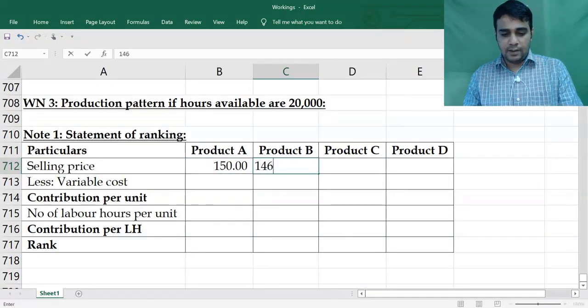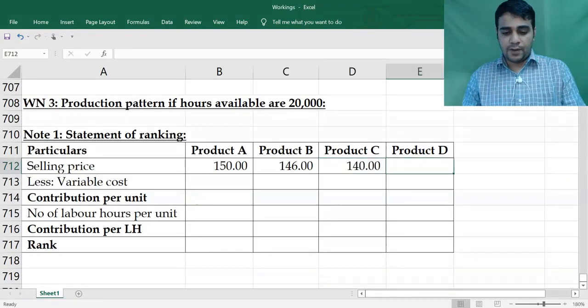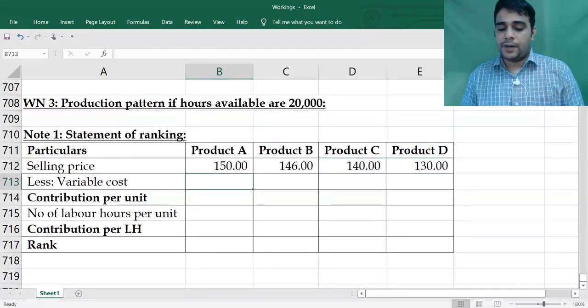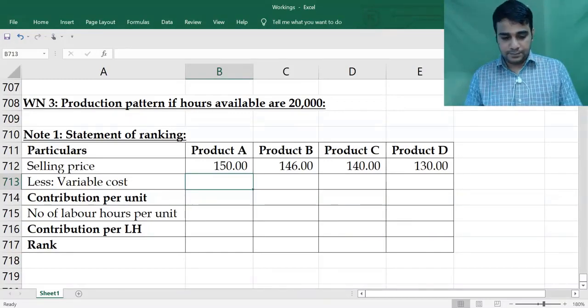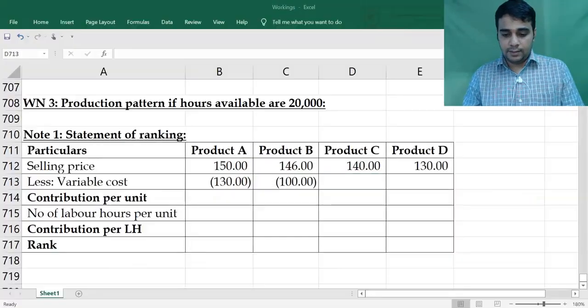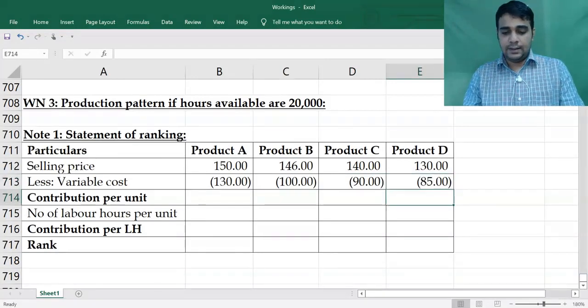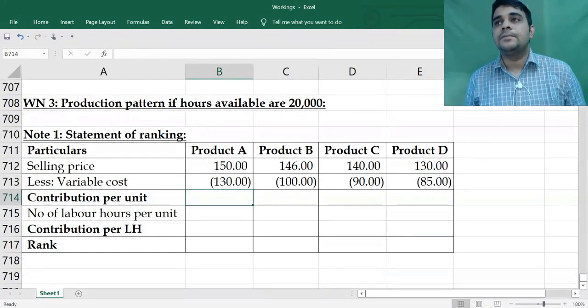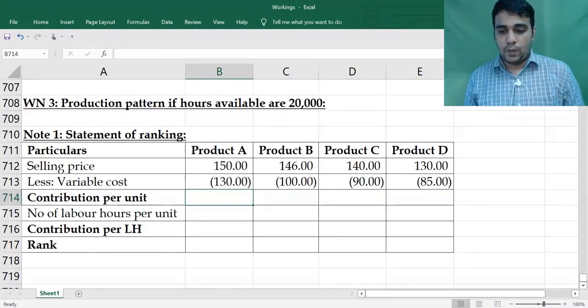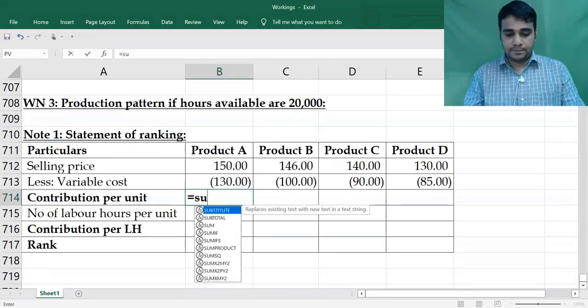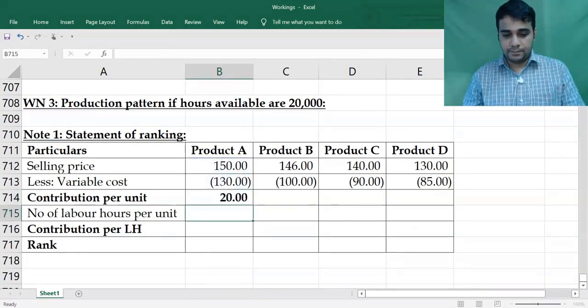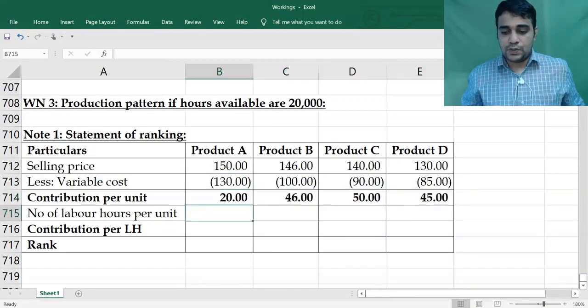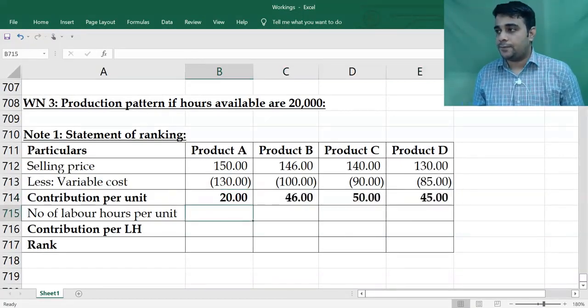Selling prices: 150, 146, 140 and 130. Variable costs: 130, 100, 90 and 85. Contribution per unit: 20 rupees, 46 rupees, 50 rupees and 45.